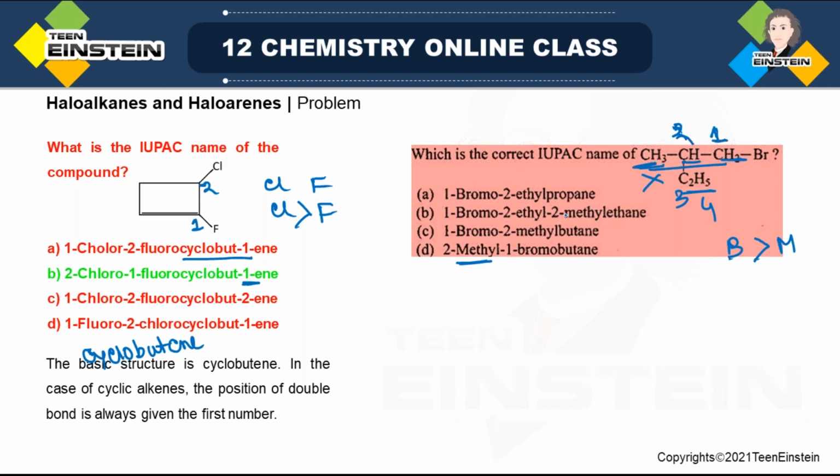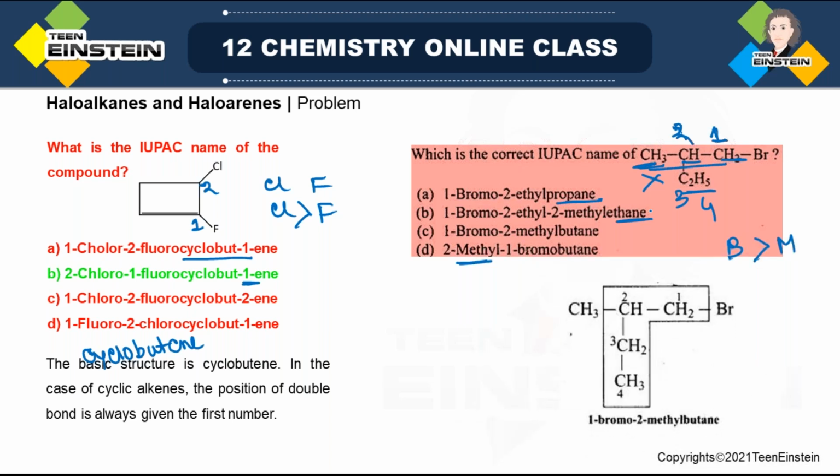But look at option A and B. It is ending with propane. Option B ending with ethane. So these 2 are also not correct. So 1 bromo 2 methyl butane. That will be the correct option.